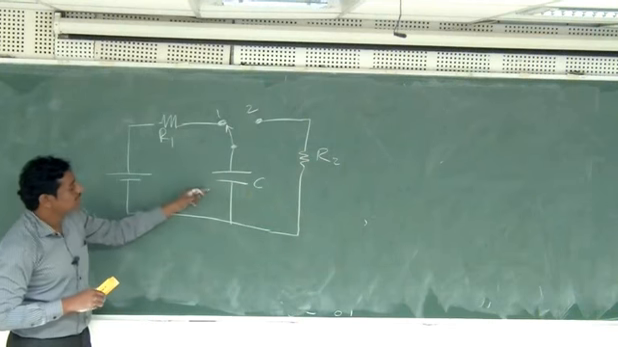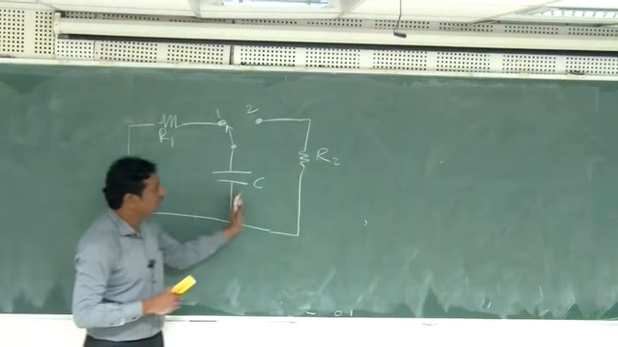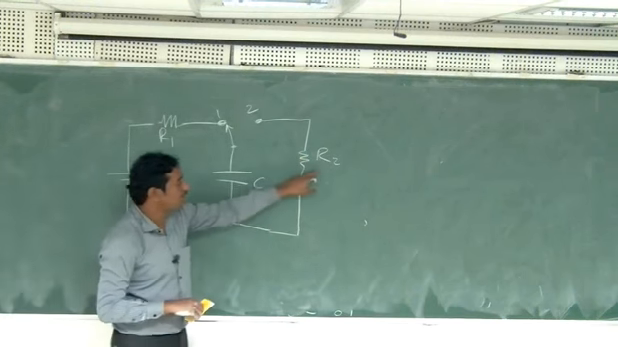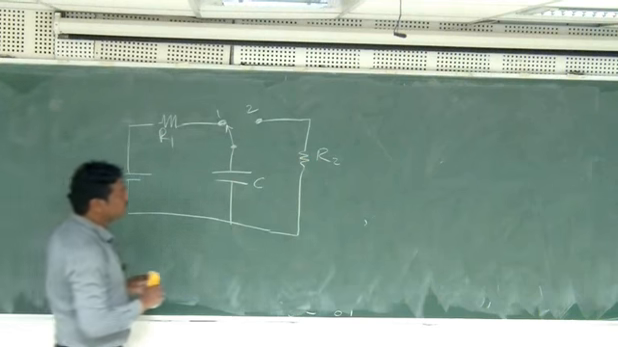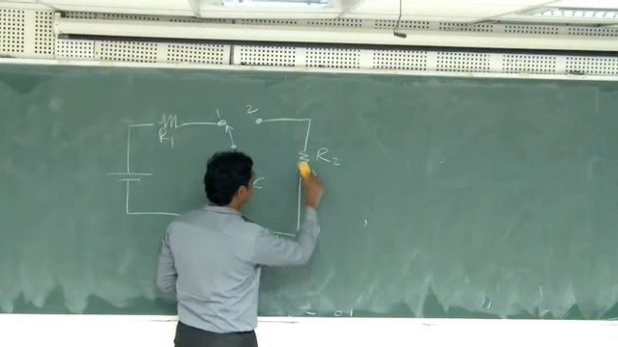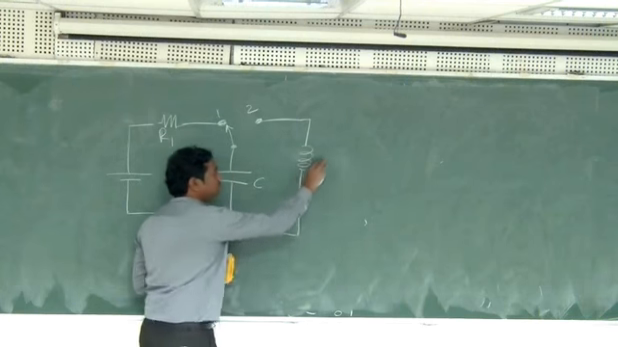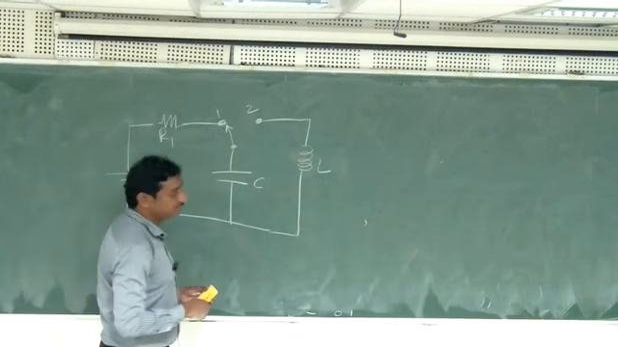Depending on the value of R1 and C, the charging time constant will be there, and depending on the value of C and R2, the discharging time constant will be there. If you use a small value of R2, it will quickly discharge, and so on. Where it becomes interesting is, instead of using R2, you can use L here. Then what happens?